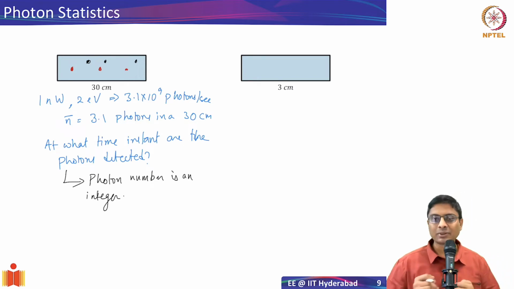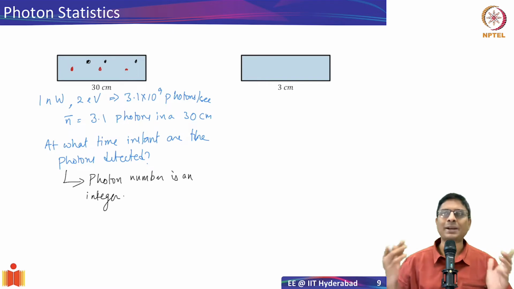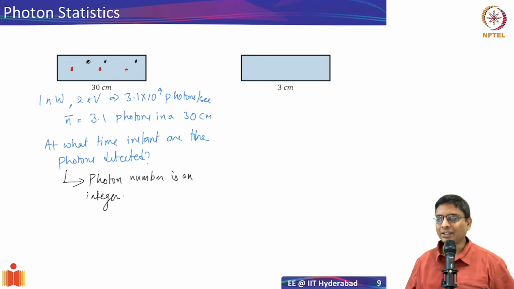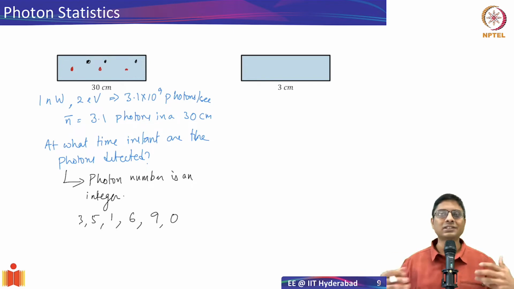What does it mean that photon number is an integer? Well, if you have this line segment and you make a measurement, let's say you take a 30 centimeter line segment, you keep taking a snapshot. Let's say somehow you have the capacity to simply take a picture of the segment, and you can find out how many photons are there in that segment, and you keep repeating that. When we say that there are 3.1 photons in a 30 centimeter segment, we mean that if you keep making this measurement, sometimes you might detect 3 photons, then 5 photons, sometimes 1 photon, and then sometimes even 6 photons, and then 9 photons and 0 photons and so on. You will have various numbers that come up.